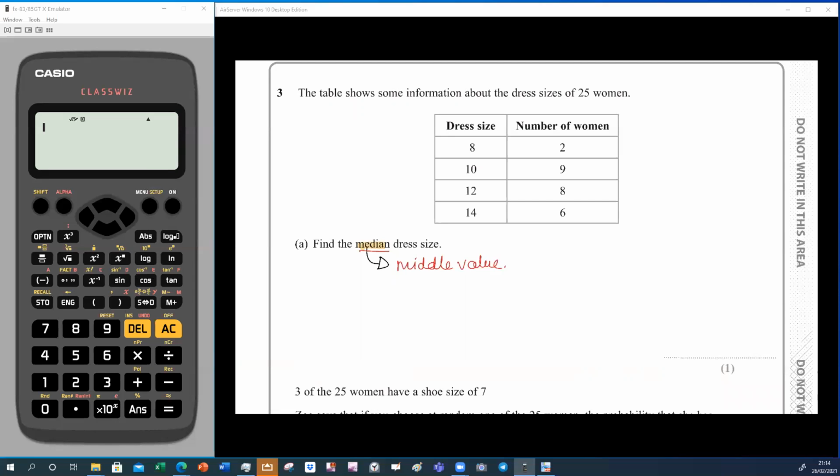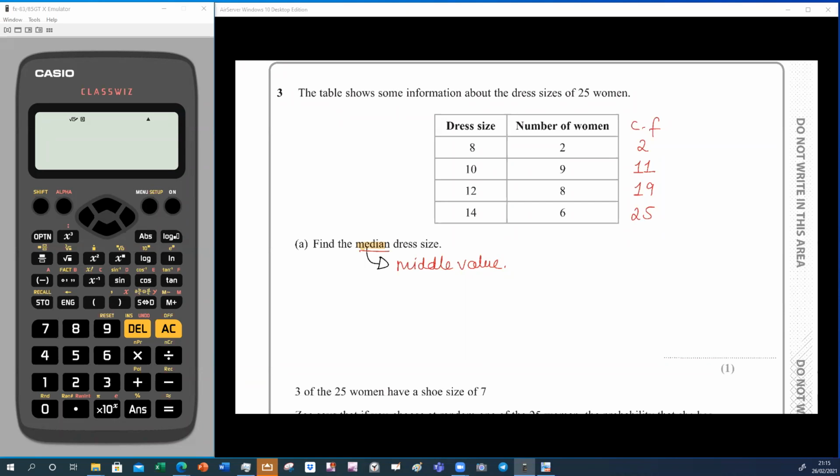So the median dress size is the middle dress size. So how many dress sizes are number 8? 2. And then if you go into the 10 dress size, how many more are they? 9. So 2 add 9 is? 11. So we're doing cumulative, and then 11 add the 8 is? 19, and then 19 add 6 is? 25, which is the total.